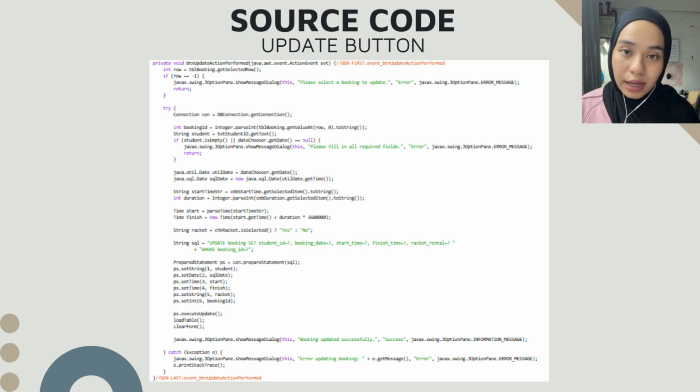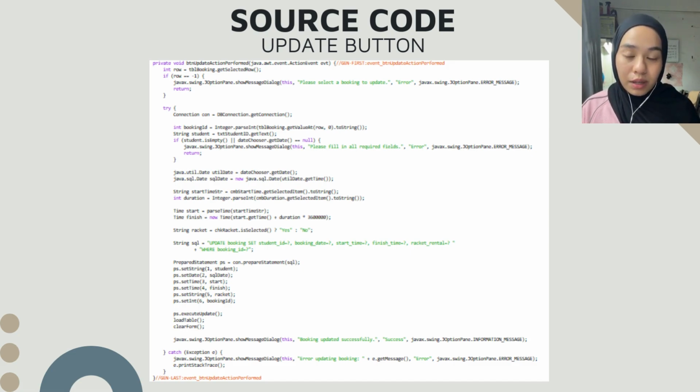The selected booking ID is retrieved from the table, and the system validates required input fields such as student ID and booking date. The booking date is then converted to java.sql.Date for database compatibility. The start time and duration are retrieved, and again the finish time is recalculated. Then the record rental option is captured based on user selection. An SQL update statement is prepared to modify the booking details, and after successful execution, the table is reloaded and the form is cleared.